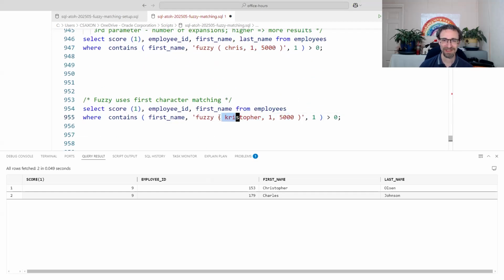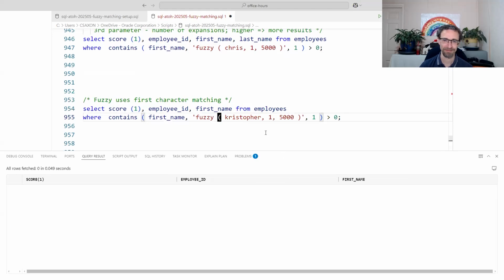However, what happens if we do Christopher with a K? No matches again, right? So fuzzy is an internal, proprietary algorithm for Oracle text. I'm not going to share the exact details, but one of the things we can see is, again, it's considering the first character for whether it's a match or not. So this first character is significant, which could be a bit of a problem here. So does this mean Oracle text is kind of useless here?